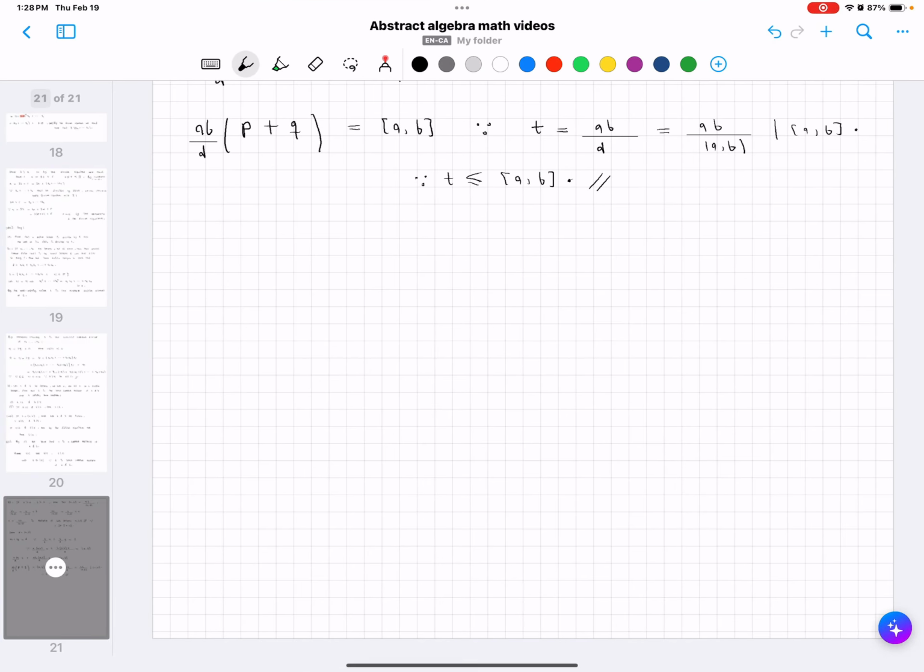Hi everyone. So let's continue in the next chapter about primes and unique factorization. So we have the following problem.